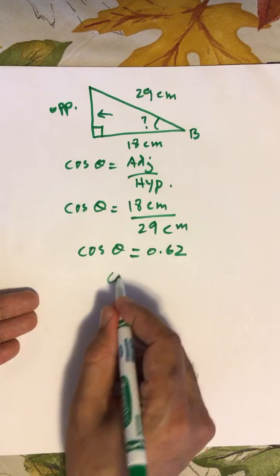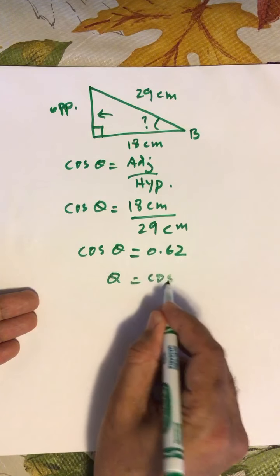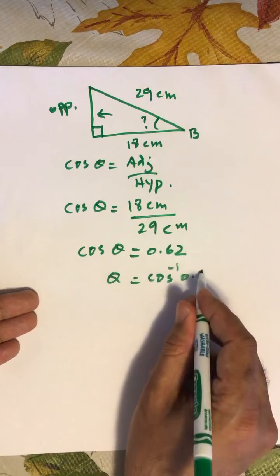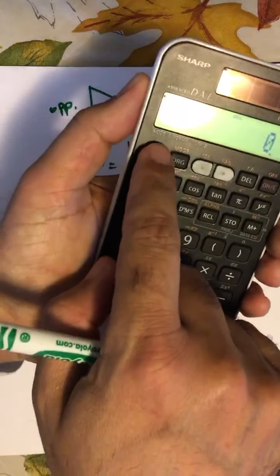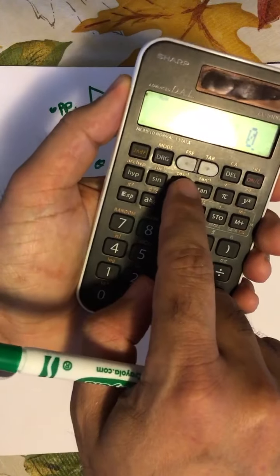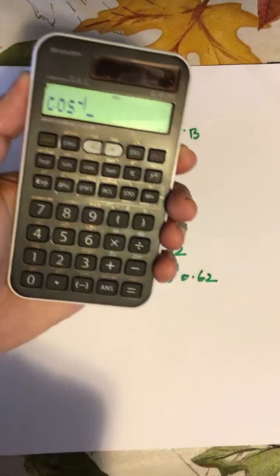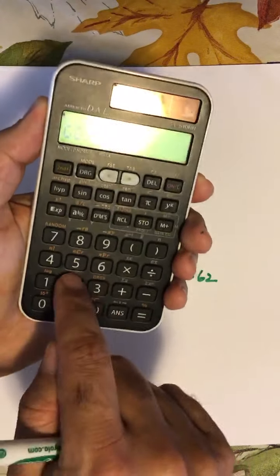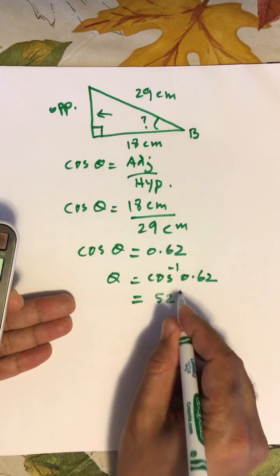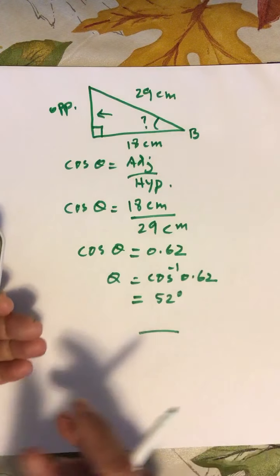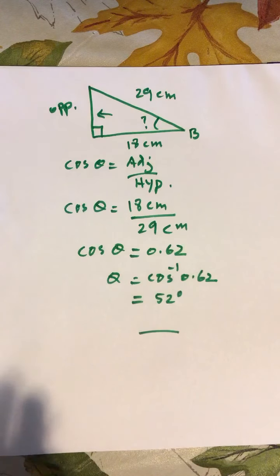Now in order to find the angle, we will take the inverse of cosine. You will press second function and then cosine. You'll see the -1 on top, punch in 0.62, and we'll get the angle. I will round it to 52 degrees. So this is how you use the cosine ratio for finding a missing angle and a missing side length that is adjacent or hypotenuse. Thank you.